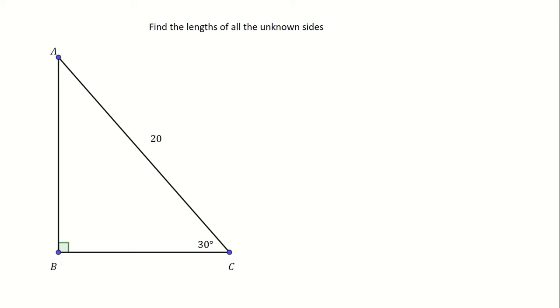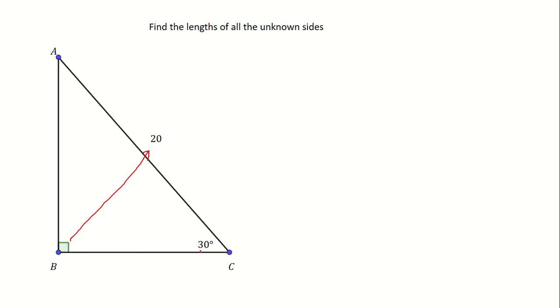Let us quickly do example 3. In example 3, I am given the hypotenuse, which is the side opposite 90 degrees. I am also given the angle, 30. I'm missing the adjacent and the opposite side of 30.